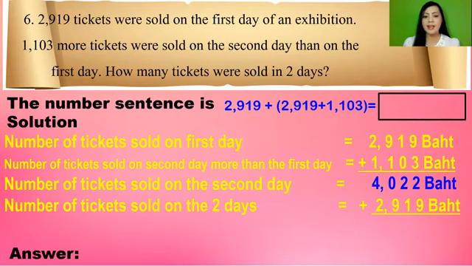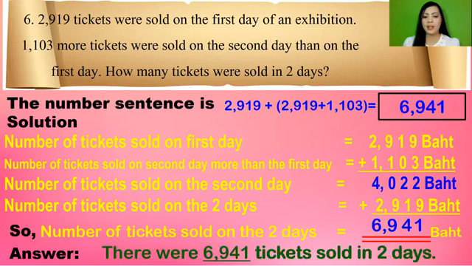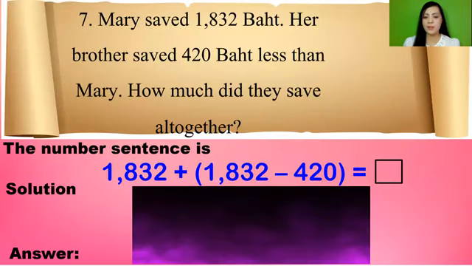So the number of tickets on the second day is 4,022, and 2,919 is the first day. So 2 plus 9 is 11, carry 1 right there. So 2 plus 1 is 3, plus 1 is 4. 0 plus 9 is 9. 6 plus 2 is 6. All right, so the number of tickets sold in 2 days is 6,941. There were 6,941 tickets sold in 2 days. Okay, I hope you get the correct answer. So question number 7, the same thing you're going to do.